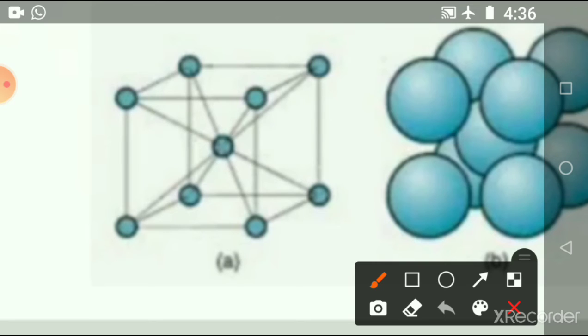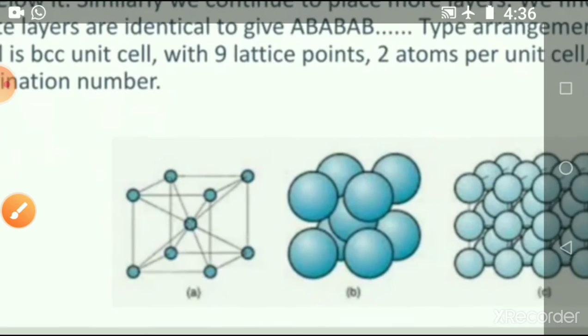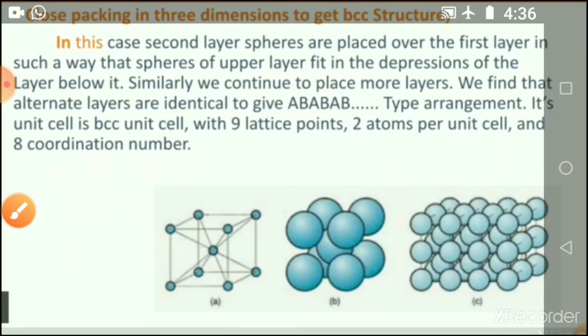How can we represent it diagrammatically, as a simple schematic diagram? We draw it like this: 8 corner atoms and the one body centered atom. This structure is the BCC structure. So close packing in 3 dimensions gives the BCC structure.